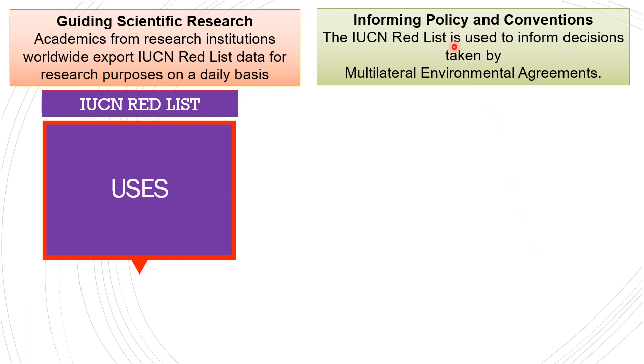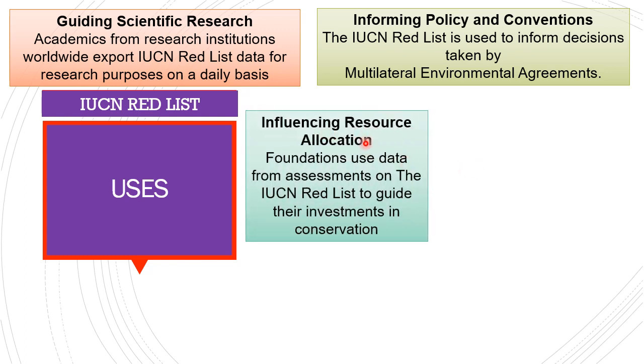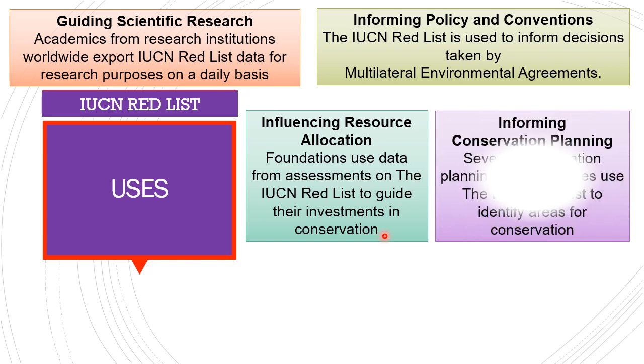Informing policy and conventions. The IUCN Red List is used to inform decisions taken by multilateral environmental agreements. Suppose we have the Ramsar Convention, we have the Convention on CITES, Convention on International Trade in Endangered Species. So all these conventions basically make use of the IUCN Red List to frame their own conditions. Influencing resource allocation. Foundations use data from assessments on the IUCN Red List to guide their investments for conservation. Say if a particular organization has to put in money resources for conservation, most of them do look into the IUCN Red List as to where the conservation resources should be directed.